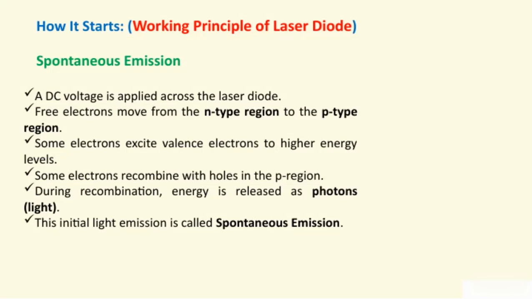Let's start by looking at how a laser diode begins to produce light. When we apply a DC voltage, free electrons move from one side, the N-type region, to the other, the P-type region. Along the way, some electrons bump into valence electrons, exciting them to higher energy levels. Others recombine with holes in the P region. This recombination releases energy in the form of photons, light. This very first light emission is what we call spontaneous emission. It's the spark that sets everything in motion.